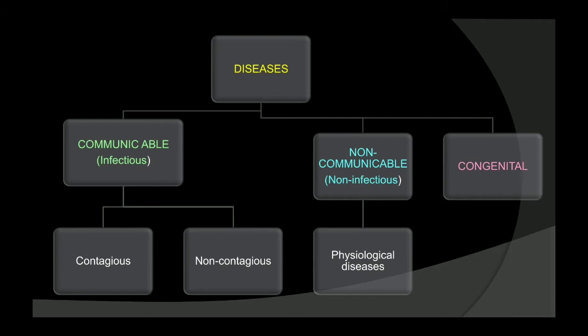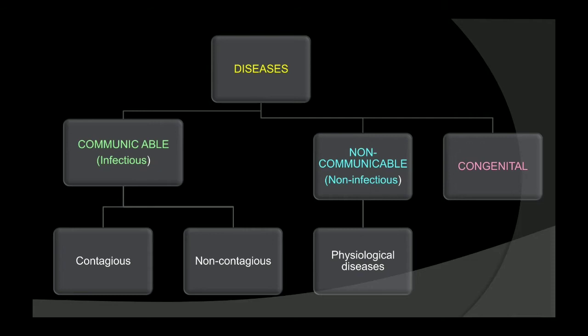If we talk about diseases, they can be categorized into three different categories: communicable or infectious, non-communicable or non-infectious, and congenital or by-birth diseases. Communicable diseases are those which can be transmitted from person to person, whereas non-communicable diseases cannot be transferred from one person to another. They are usually physiological diseases, whereas congenital means the diseases which are present in an individual at the time of birth or beginning from birth itself. That may be genetic related diseases.